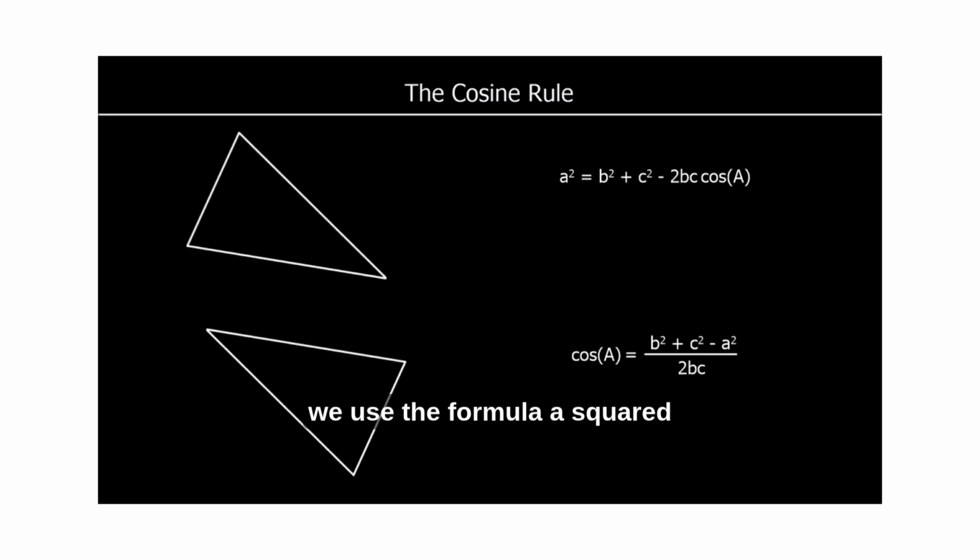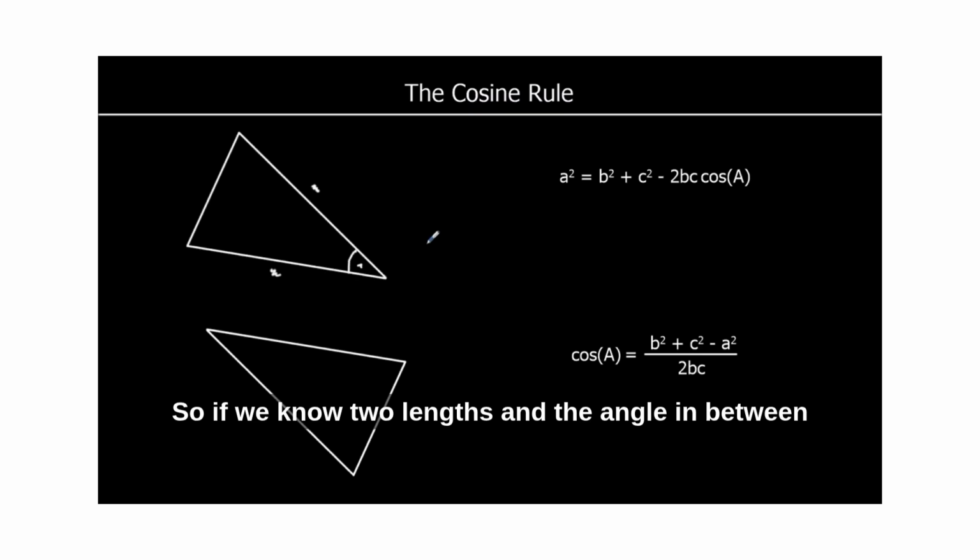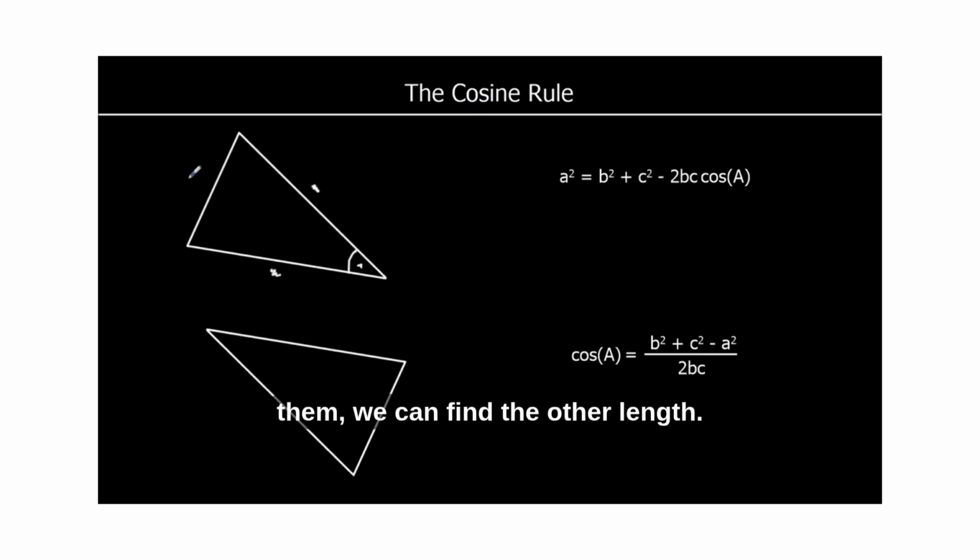So for lengths, we use the formula a squared equals b squared plus c squared minus 2bc cos A. And we use that when we know two lengths and the angle in between them. So if we knew these two lengths and this angle, we could find the other length.